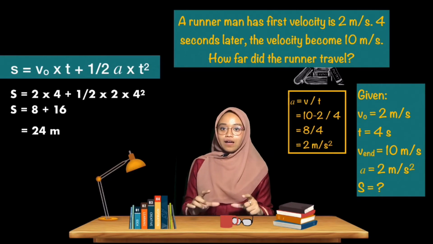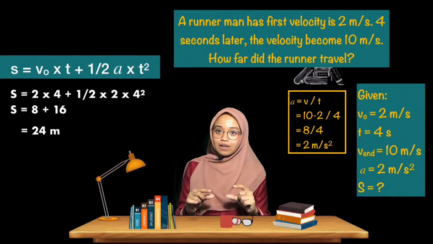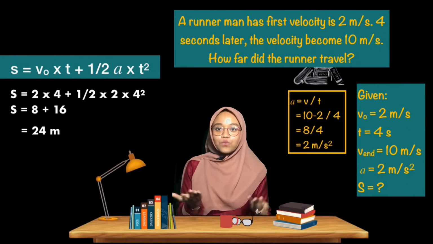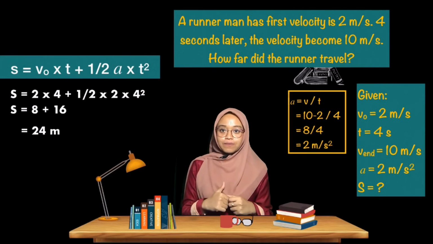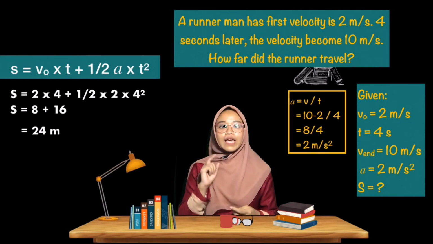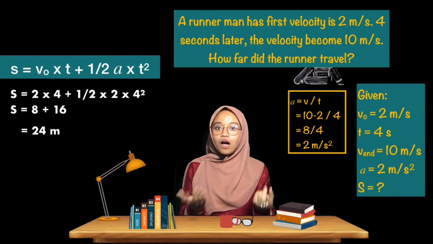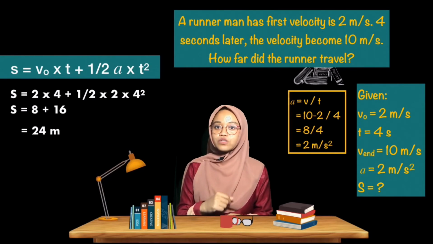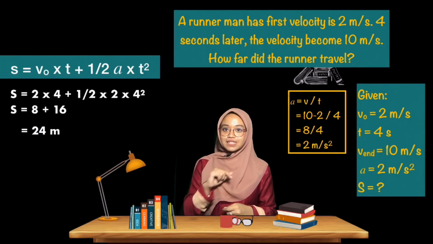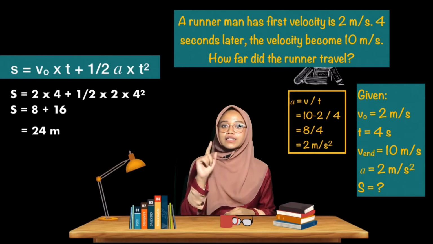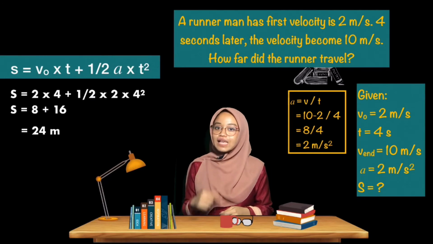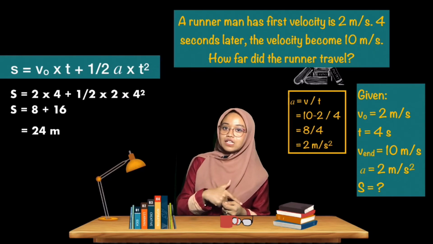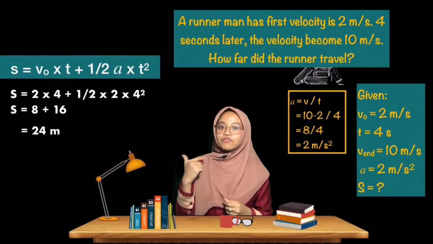In this formula, we need the acceleration, but in the question, we don't know the acceleration. So we must calculate the acceleration first. How to calculate the acceleration? We can use the formula: acceleration is delta velocity per time. The delta velocity means the end velocity minus the first velocity.